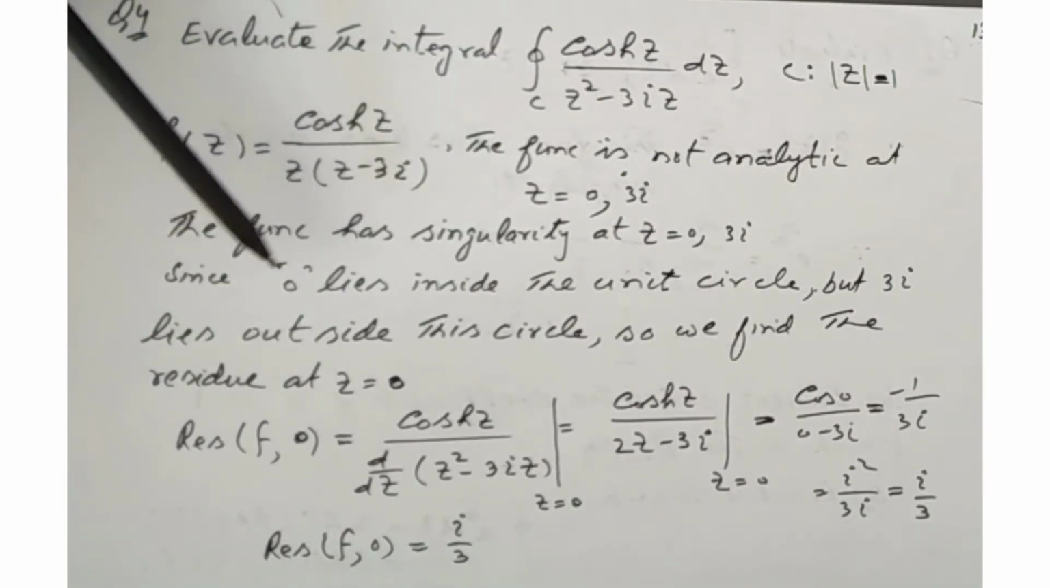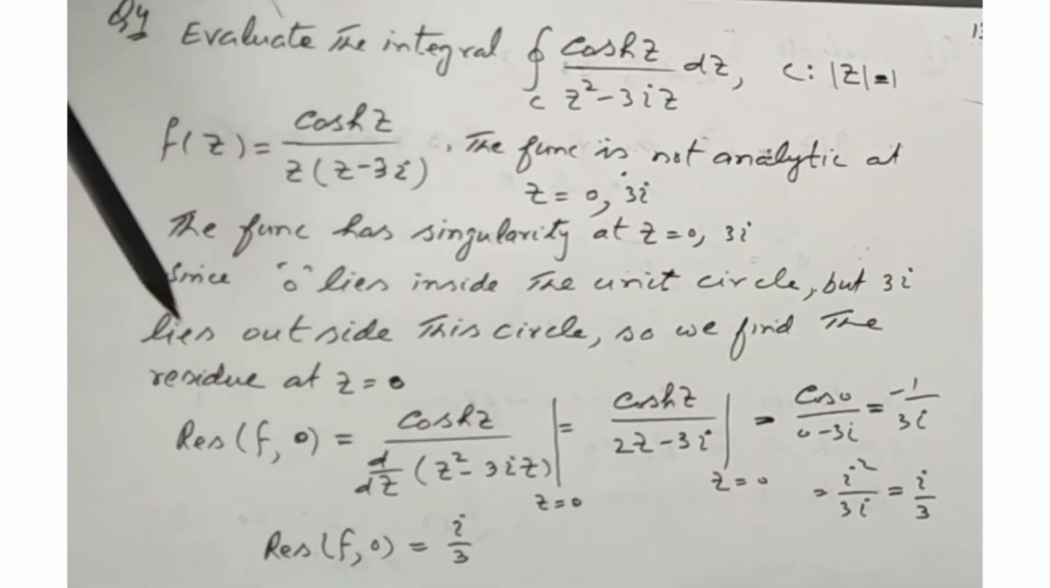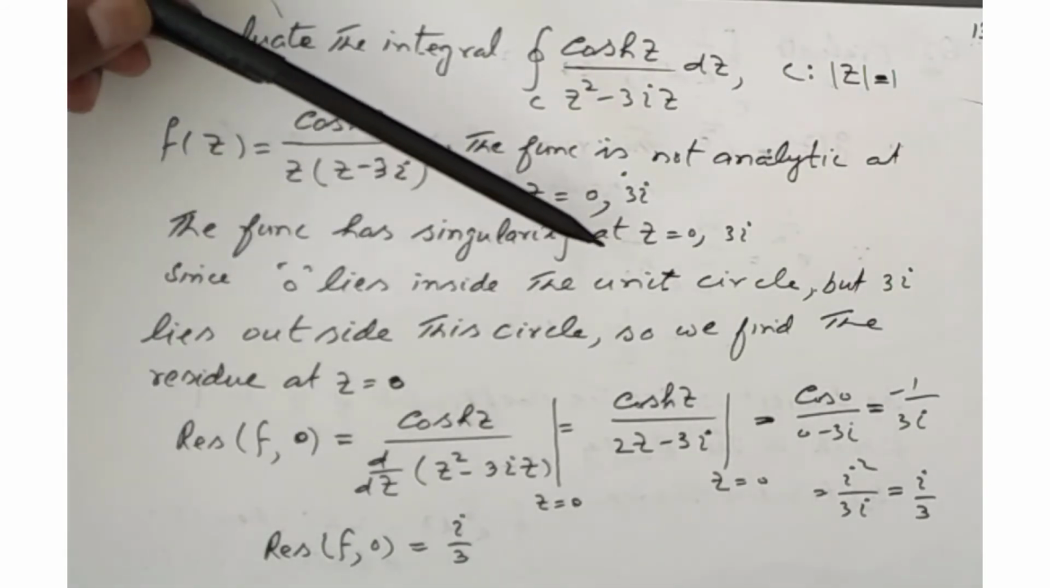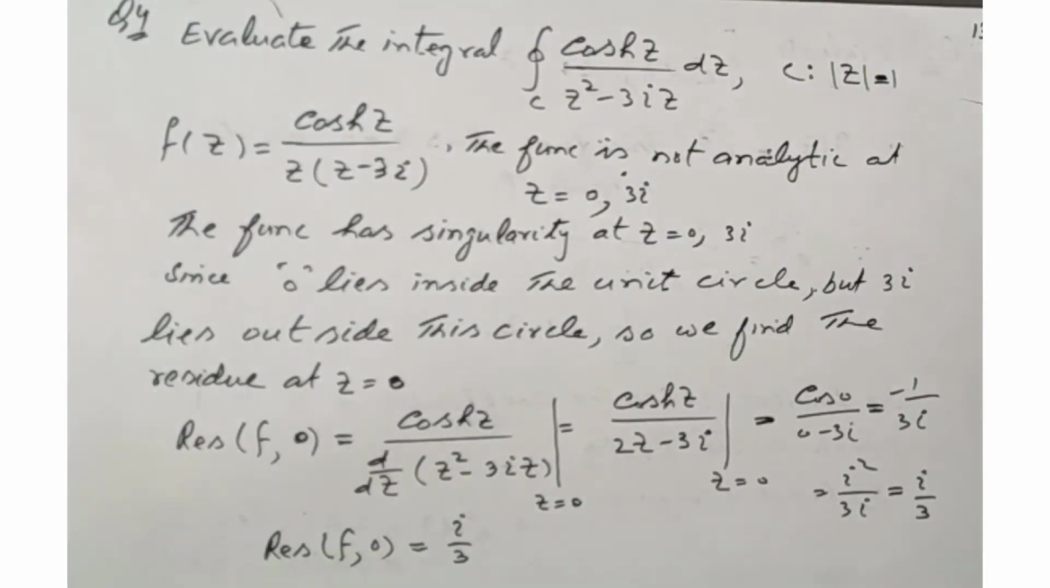The function has singularity at z equal to 0 and 3 iota. Since 0 lies inside the unit circle, this is the unit circle. So 0 lies inside this unit circle, but 3 iota lies outside this unit circle. When we put here 3 iota, the modulus is 3, and 3 is not less than 1. So we eliminate 3 iota. We do not take its residue because this 3 iota lies outside the unit circle. Only 0 lies inside this unit circle, so we find the residue only at z equal to 0.